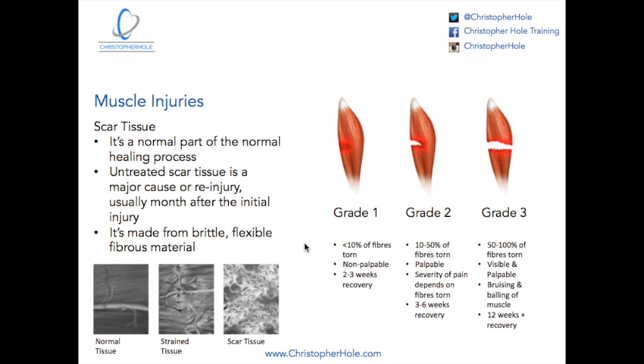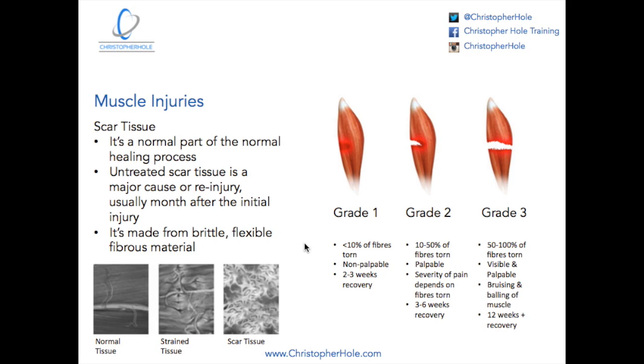So in a previous video, sort of overviewing injuries, I talked about the different tissues that are involved in injury, and one of them being muscle. So what we're going to look at today are muscle injuries, different types of muscle injury, and briefly talk about at the end what we can do about it.